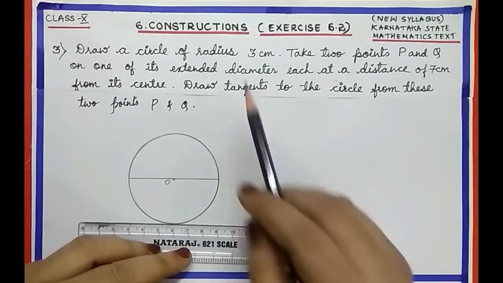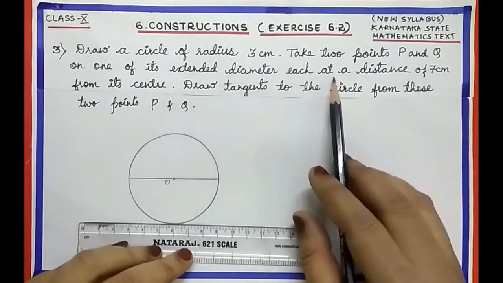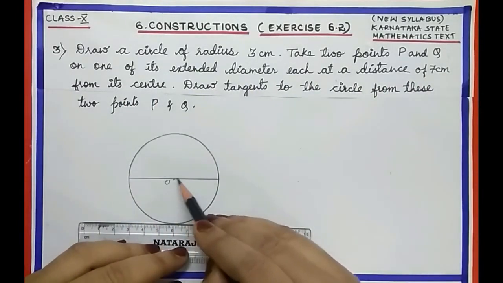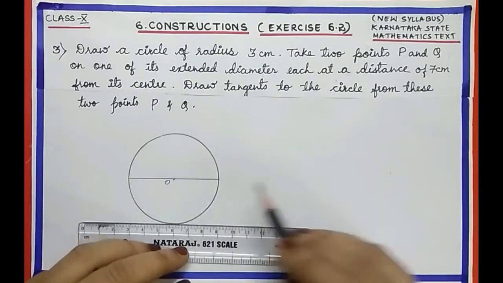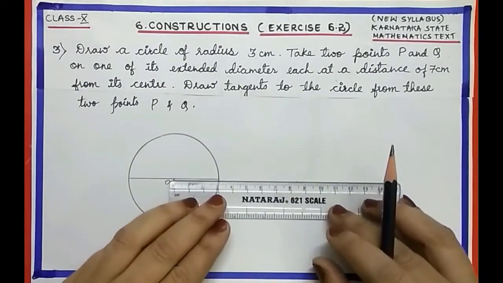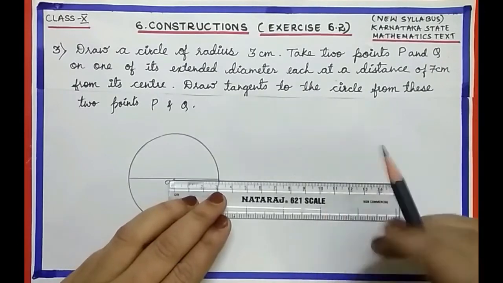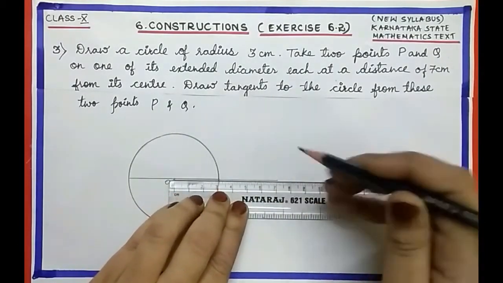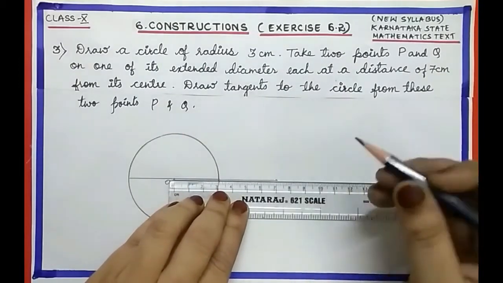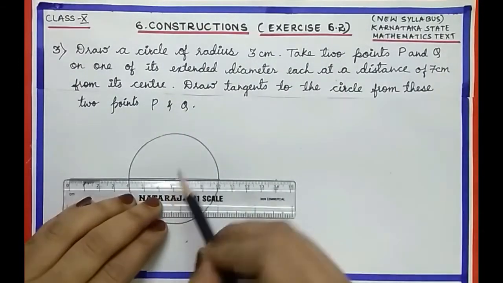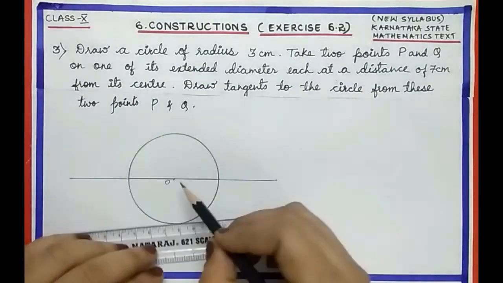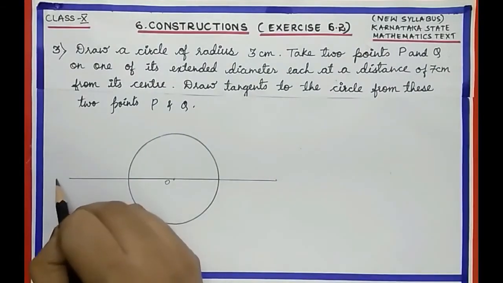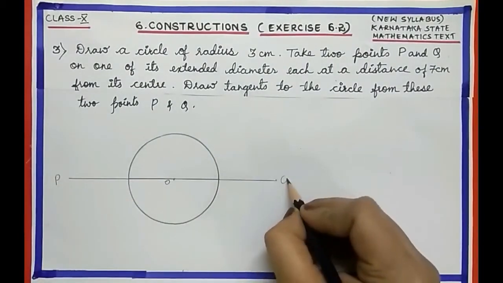So now we have to extend the diameter each at a distance of 7 cm from its center. From center we have to extend the diameter to 7 cm. Like this we can extend. So here also same, this is 7 cm from the center. Let us name these 2 points as P and Q.